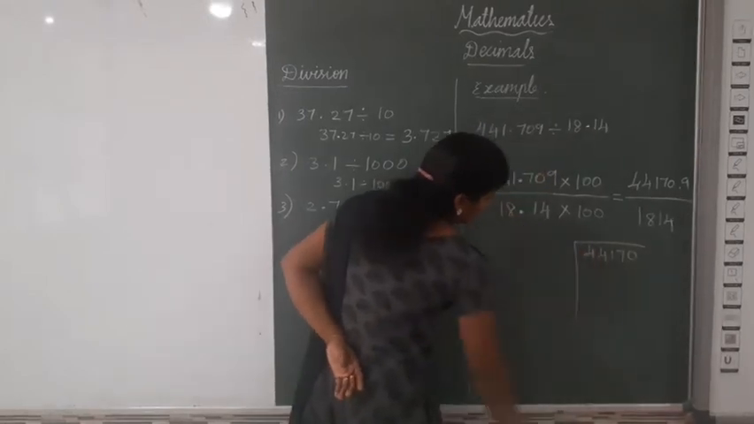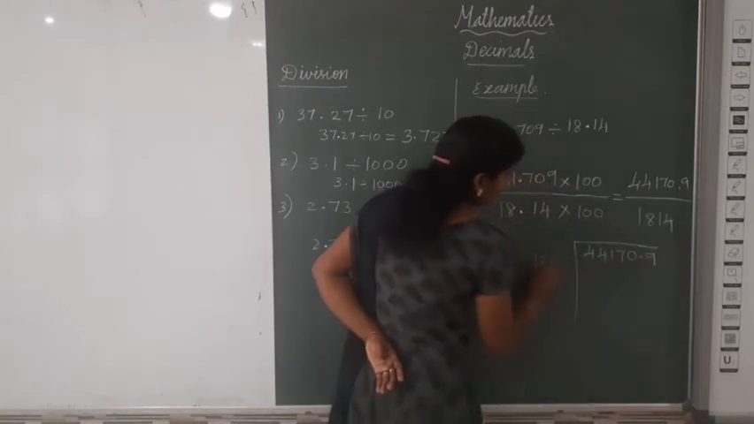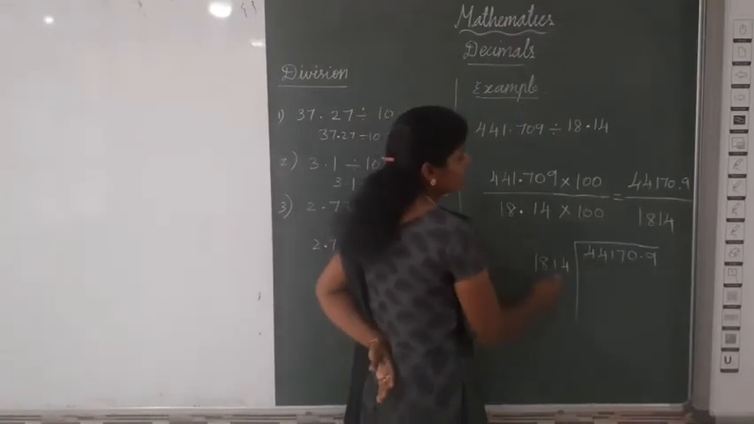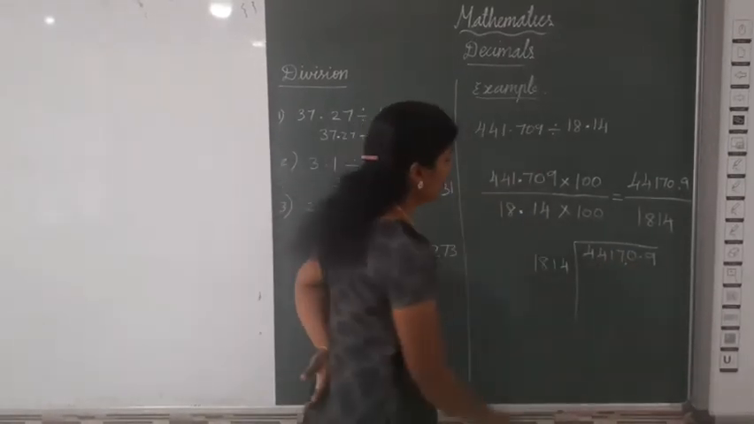44,170 divided by 0.9, isn't it? Divided by 1814. Okay, here 4 digits. Now here we can take 4 digits. Okay, now listen here.